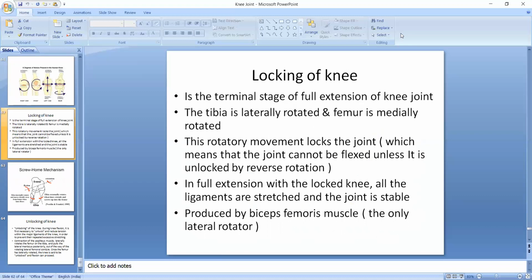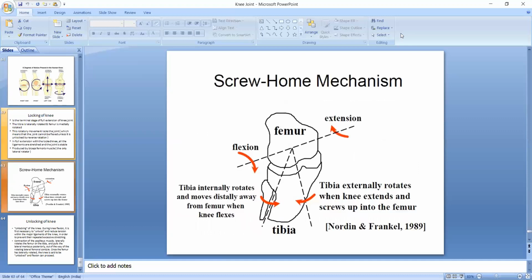Locking of the knee: in the terminal stage of full extension of the knee joint, the tibia is laterally rotated and the femur is medially rotated. This rotatory movement locks the joint, which means the joint cannot be flexed unless it is unlocked by reverse rotation. In full extension with the locked knee, all the ligaments are stretched and the joint is stable. Unlocking is produced by the popliteus muscle. Screw home mechanism we can see here.